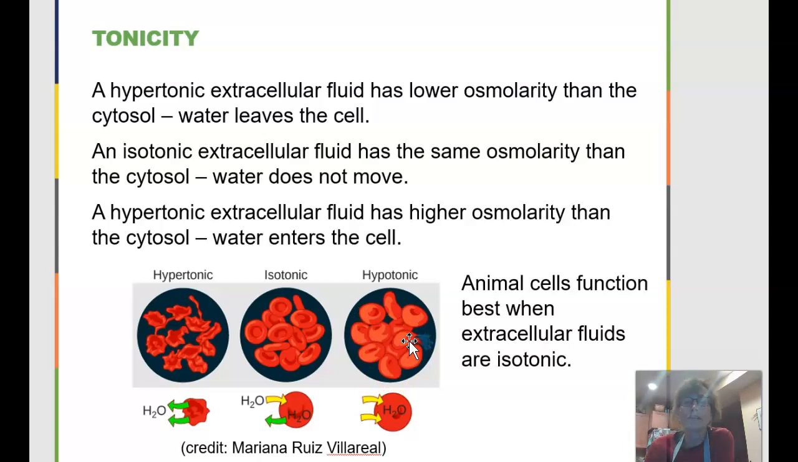So when we're looking at animal cells in particular, the best thing for an animal cell is to be in an isotonic solution. So kind of think saline solution. When you put it in your eyes, for example, if you've ever used that, it would be isotonic to the cells in your body.